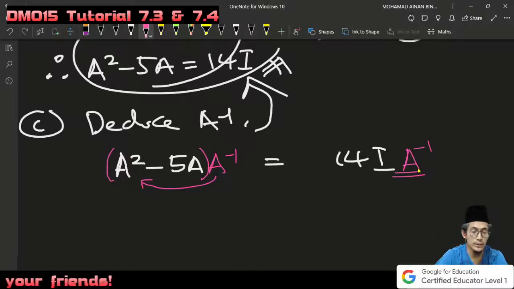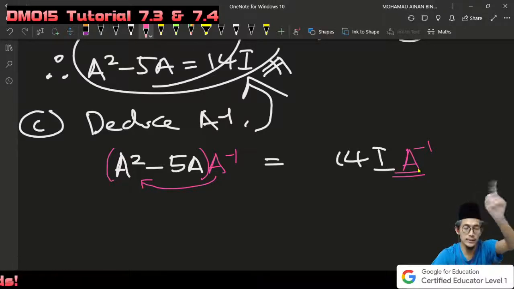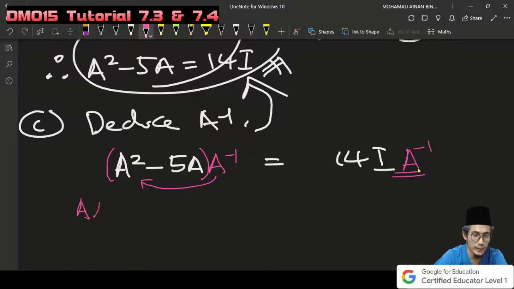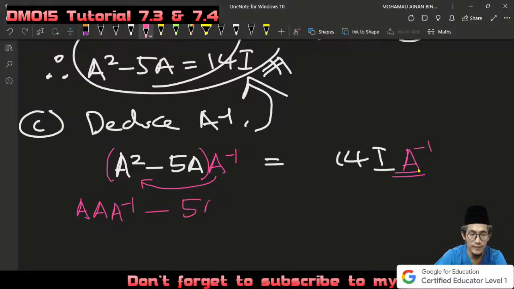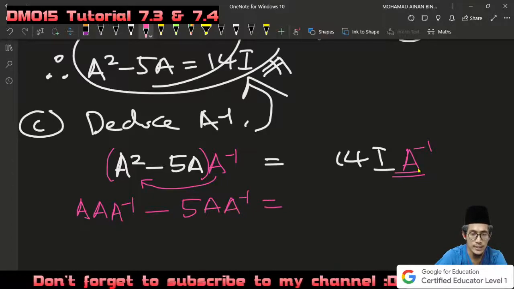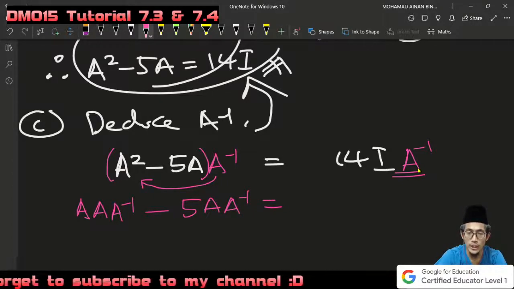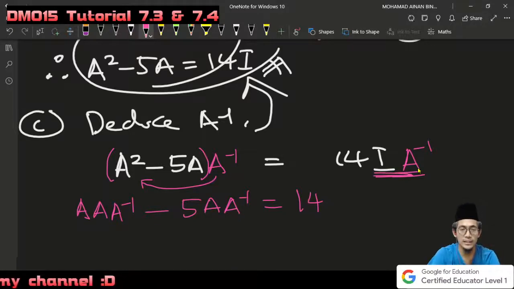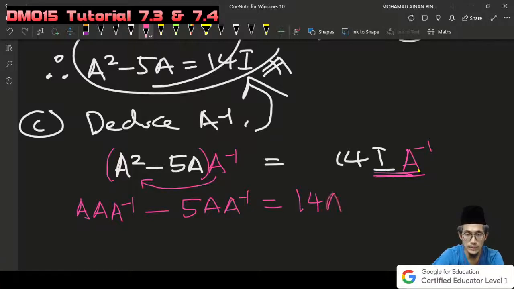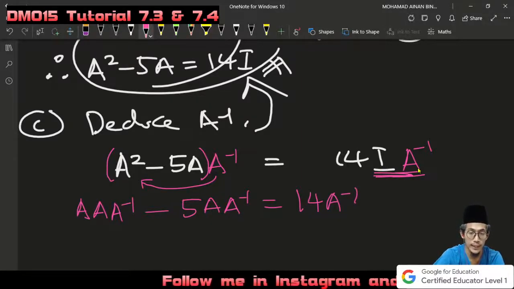Over here, we know A squared multiplied by A inverse. So, A squared is what? A squared, earlier above, we found it is A multiplied by A. And then we multiply one more A inverse over here. And then minus 5A, A inverse equals. So, 14 over there, nice already. Now, how about identity multiply A inverse? Identity multiply A inverse equals A inverse. The I is gone.